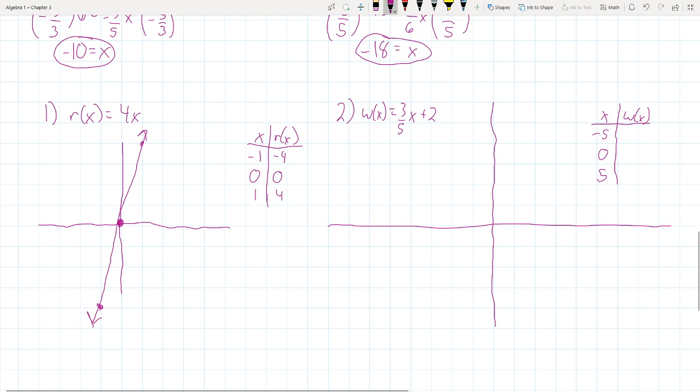And the reason for that is that way this bottom denominator kind of gets canceled out as we're going. So this is going to give me negative 3 plus 2, which winds up being negative 1. 0 gives me 2. 5 gives me 3 plus 2, which is 5. So, negative 5, down 1. 0, 2. 5, 5. And so, a very straight line that totally connects all of those.